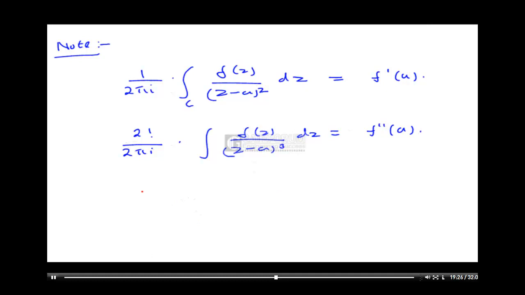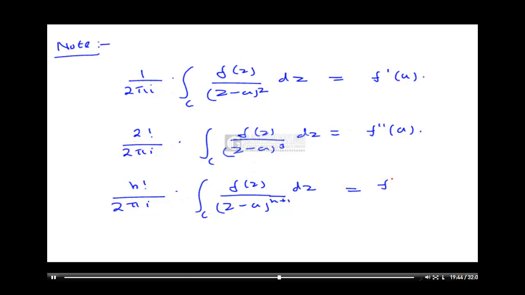In general I can write n factorial upon 2 pi i times the integral of f(z) upon (z minus a) to the power n plus 1 dz is equal to f^n(a): f(z) differentiated n times and then substituted by a. So these are the formulas which we have to remember.